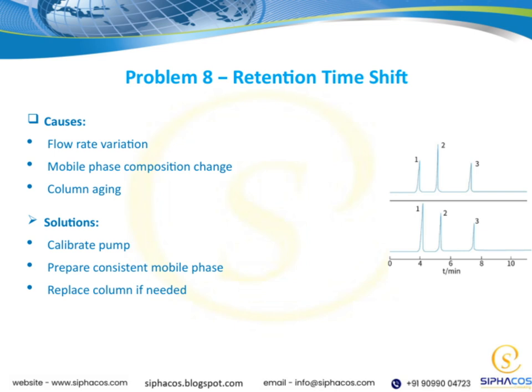Now, to address these issues, we have some practical solutions. First, calibrate the pump regularly to ensure it's delivering a consistent flow rate. Second, prepare our mobile phase carefully and consistently to avoid any composition variations. And if the column has been used extensively and shows signs of wear, replacing it can restore reliable retention times. By focusing on these points, we can maintain more stable retention times, which is crucial for accurate and reproducible results across our analyses.